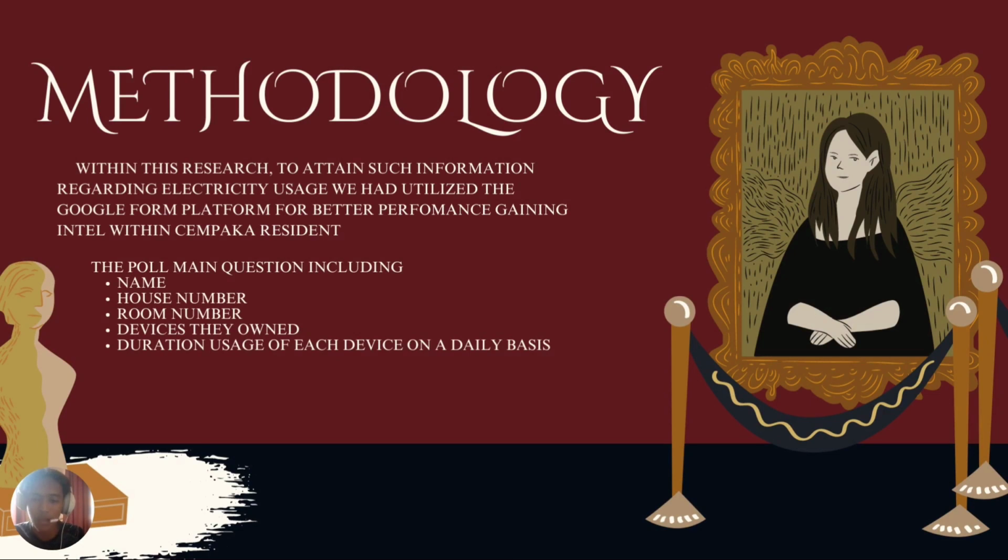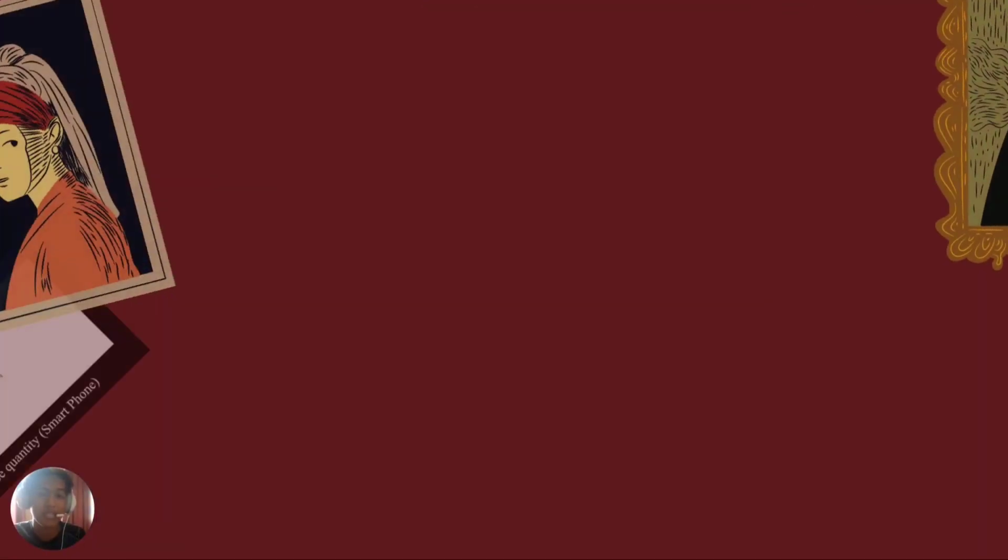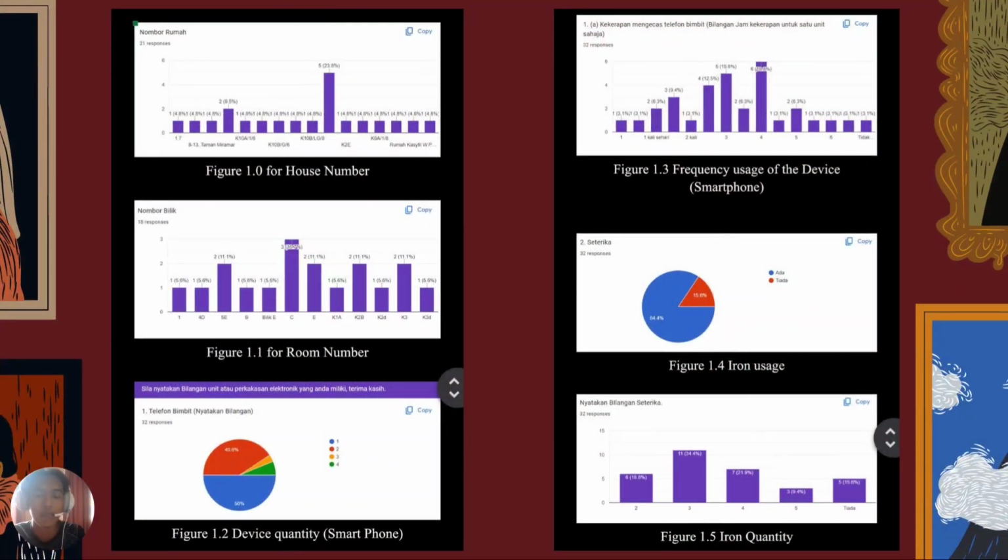Moving on to the data that have been collected and attained from the poll itself. Here we see there are lots of data collected, as mentioned beforehand: the house number, the room number, the device quantity, and the frequency of usage of the device, for example smartphones. The Cempaka residents also mentioned that they make use of irons within their rooms on a daily basis, and we also discovered the quantity of irons that have been used on a daily basis.